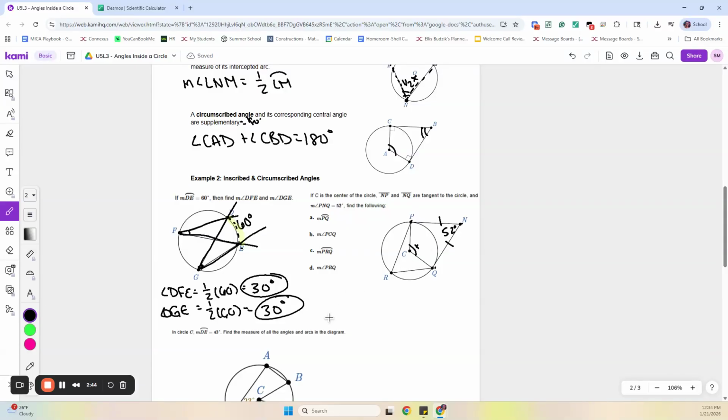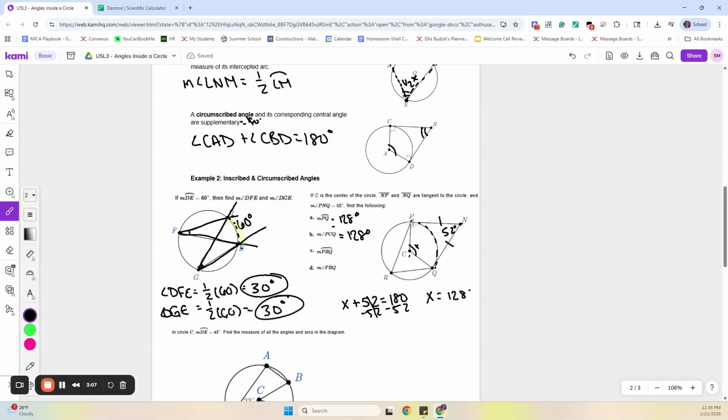This I'm going to call my X right now. So X plus 52 equals 180, minus my 52 from both sides. I get X equals 128. So my PCQ, which is actually right here, is 128 degrees. That means my arc is also going to be 128 degrees.